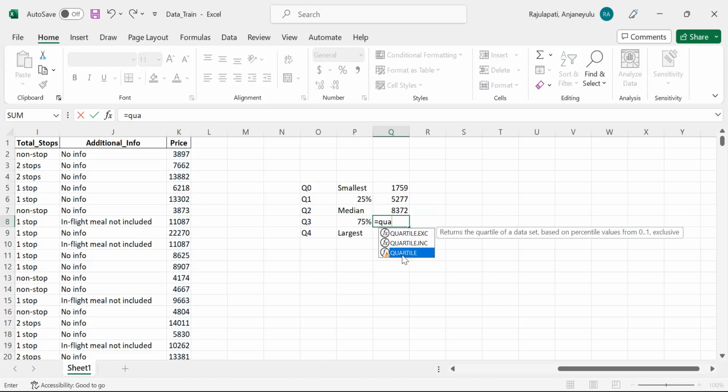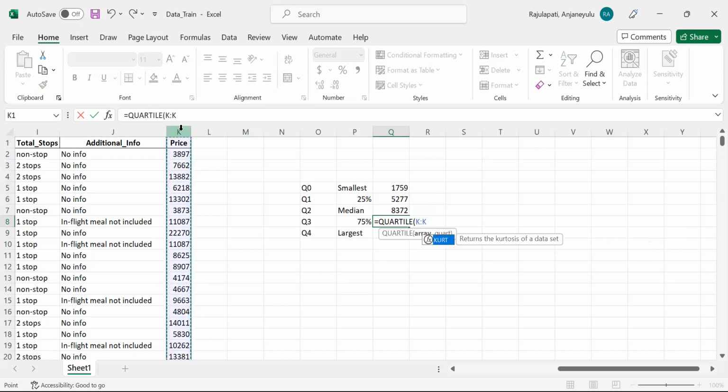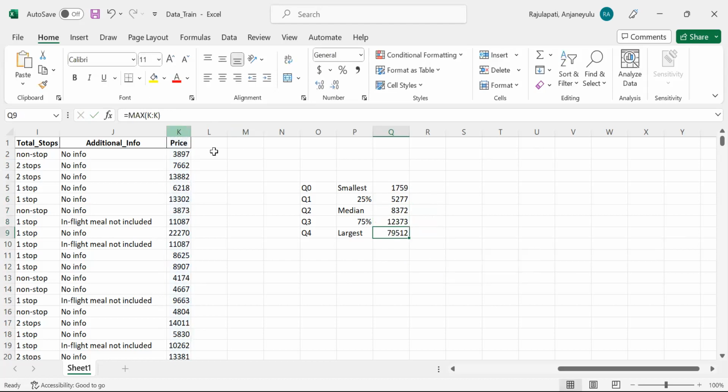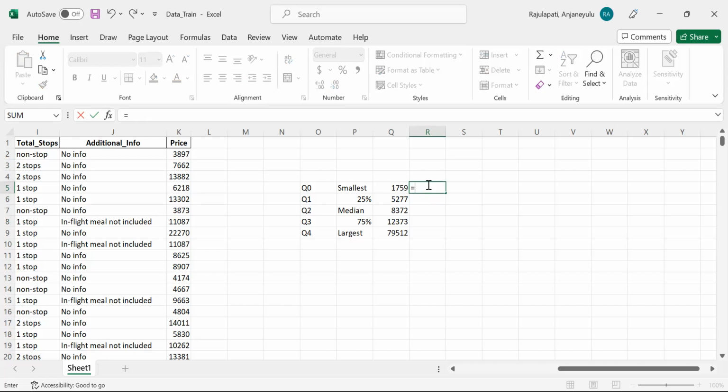Quartile. I want to find the third quartile of the price, so Q3. Now you might be thinking, is the smallest really Q0 or not? If you want to find that, then we can have a function. I'm just checking myself whether the smallest element is Q0 or not.